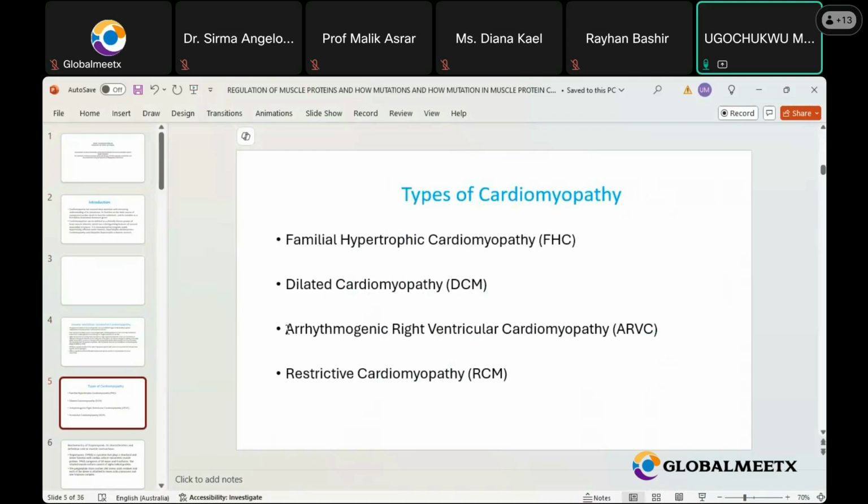in young athletes. The structural proteins that cause familial hypertrophy are beta and alpha myosin proteins, troponin T proteins, myosin binding protein C, light chain and troponin proteins.